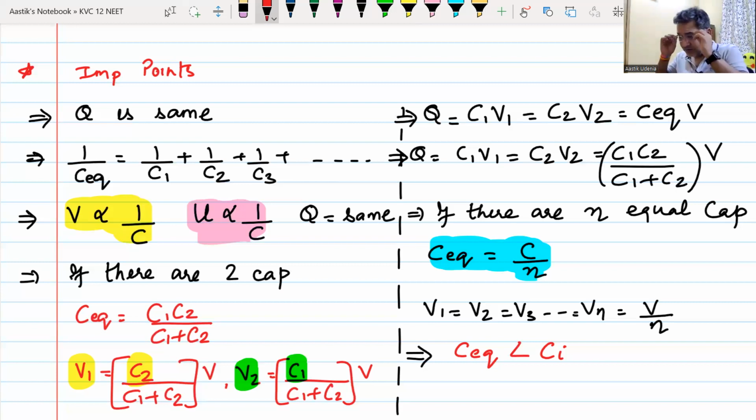Okay, so that was your series combination, and I think we have done more than a couple of questions, and everyone has understood the concept of series capacitance. Sir, can you please explain the last point? C equivalent is less than C.